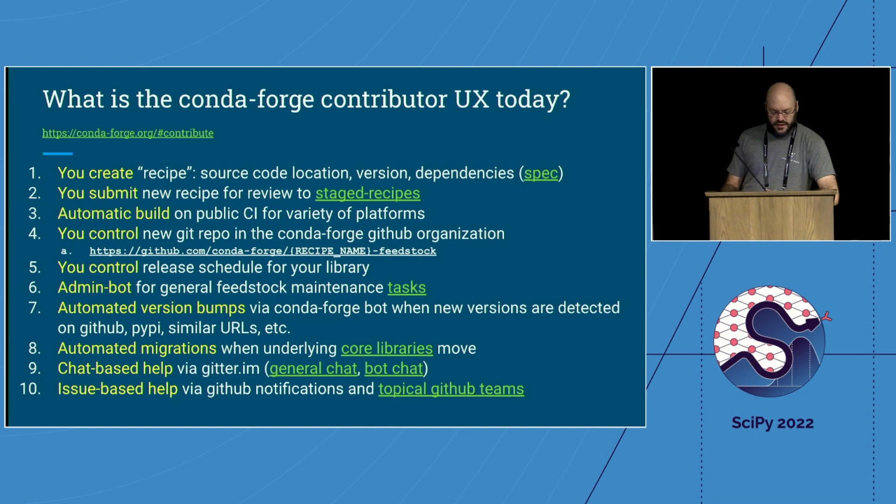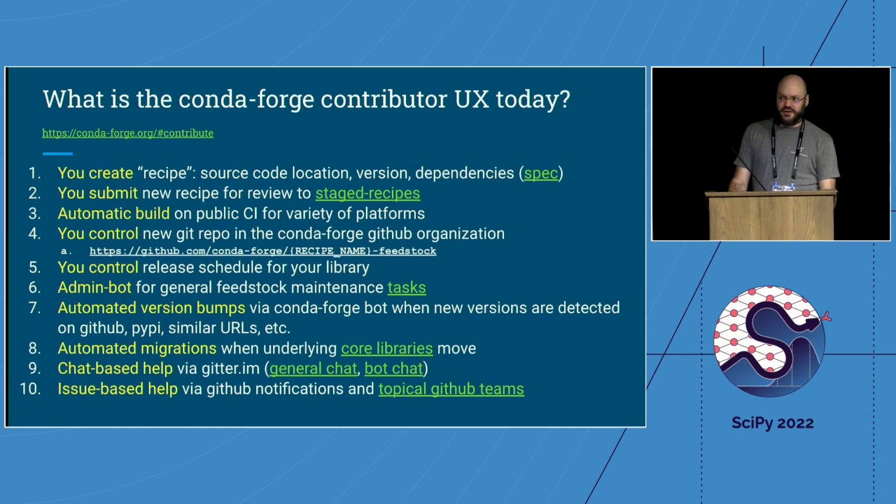Once that's through, you control and have commit rights to a new Git repo that we create that houses this thing and keeps it up to date. And after that, you as the feedstock maintainer control the release schedule of new versions of that package. Now we've got a couple of utilities, so you're not left to the wolves of the darkness. We've got an admin bot that allows you to do a couple of more administrative actions, because we lock down some of the functions of those repos.